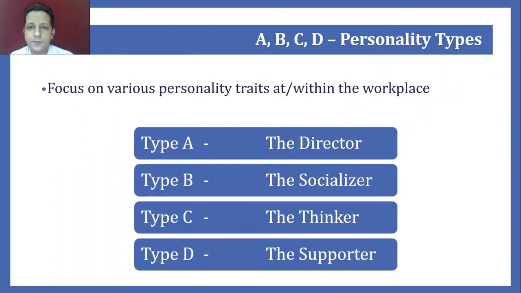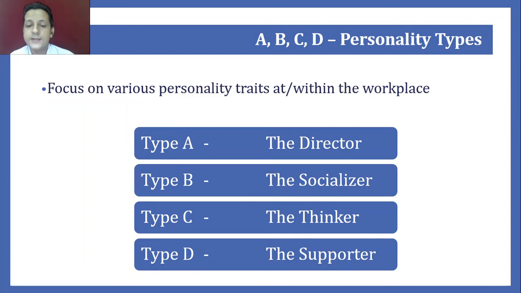Let us discuss one interesting model, which is ABCD personality types. This model specifically focuses on the various kinds of people and personalities which are found at the workplace. As you can see, there are four types, type A, B, C, D, and all four of them represent different kinds of people. Type A includes people who are like the director. That means they can direct others, they can take leadership roles.